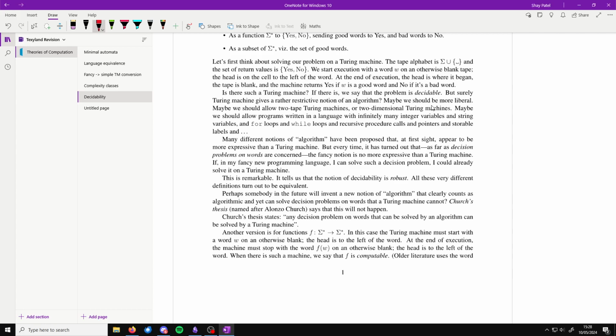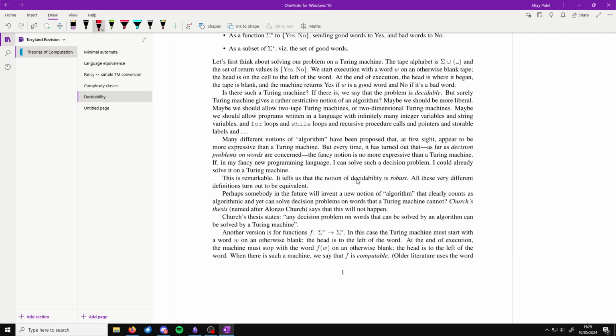Many different notions of algorithm have been proposed that appear to be more expressive than a Turing machine, but as far as decision problems on words are concerned, a fancy notion is no more expressive than a normal Turing machine. So that's just put into words. And so it means this notion of decidability is robust. All these different definitions are basically the same thing. If we can code it in Java or a Turing complete language, or we can do it on a 20-dimensional Turing machine, then we can do it on a normal Turing machine, and then it's decidable. Perhaps somebody in the future will invent something more expressive.